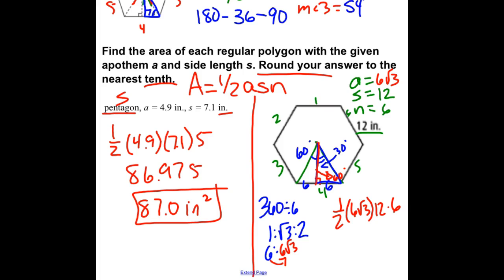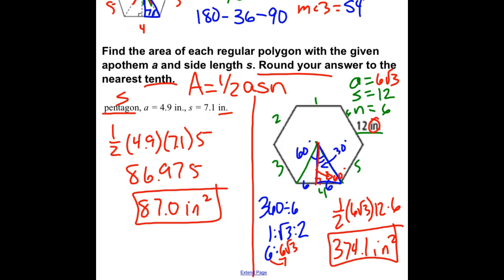Round my answer to the nearest tenth. I've got something like 374.1229. That becomes 374.1 inches squared. I hope some of this stuff is coming back to you now. We're making our way through this packet. We've got a little bit left to go still.